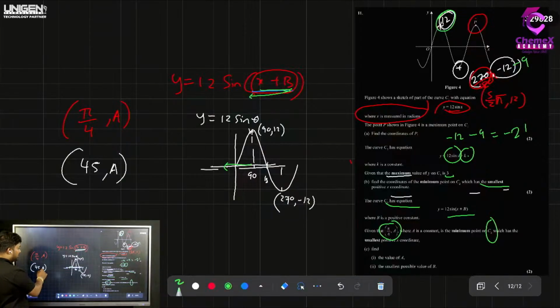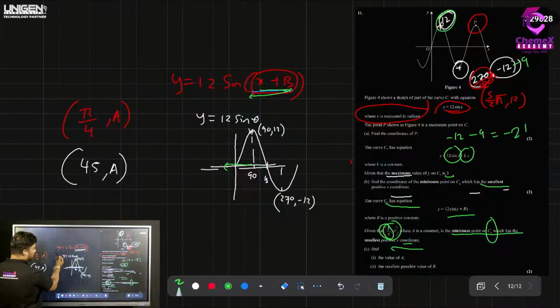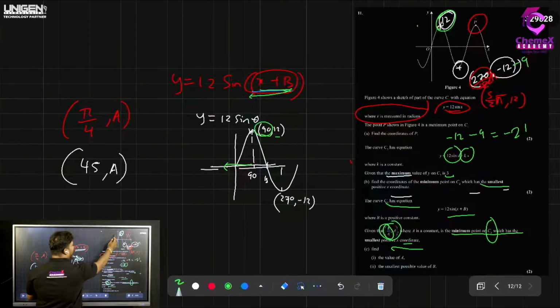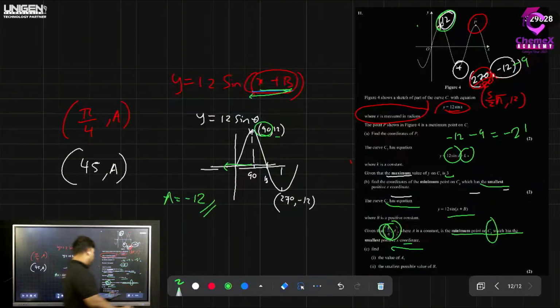But here they say the minimum point is (pi over 4, a), where a is a constant. The minimum point of C3 has the smallest x coordinate. So to find a, you know that you have to go to this side now. So it has become 45. And y will be what? If it goes 45 to this side, will it be positive 12 or negative 12? a will be negative 12. So a is equal to negative 12. So that's the answer for part a.